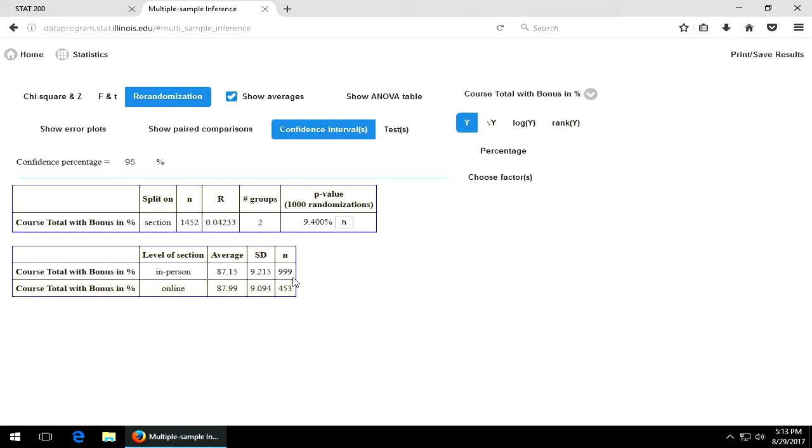It's putting all 1,452 of the scores together, let's say, and then looking at each time. Right here, it did 1,000 randomizations, and each randomization is randomly splitting up the 1,452 scores, each score representing a student's overall average at the end of the semester, into two groups, and seeing how likely is it to get this big a difference. So here, I'll show you what it looks like.